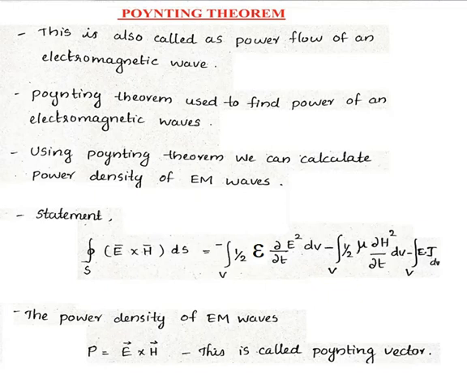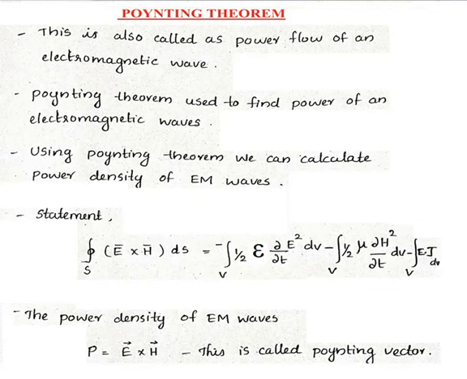Poynting theorem is used to find power flow or power of electromagnetic waves. Therefore, the Poynting theorem is also called power flow of electromagnetic waves. Using Poynting theorem, we can calculate power density of electromagnetic waves. So, the conclusion of this theorem, we will get the direction of the field of electromagnetic waves.